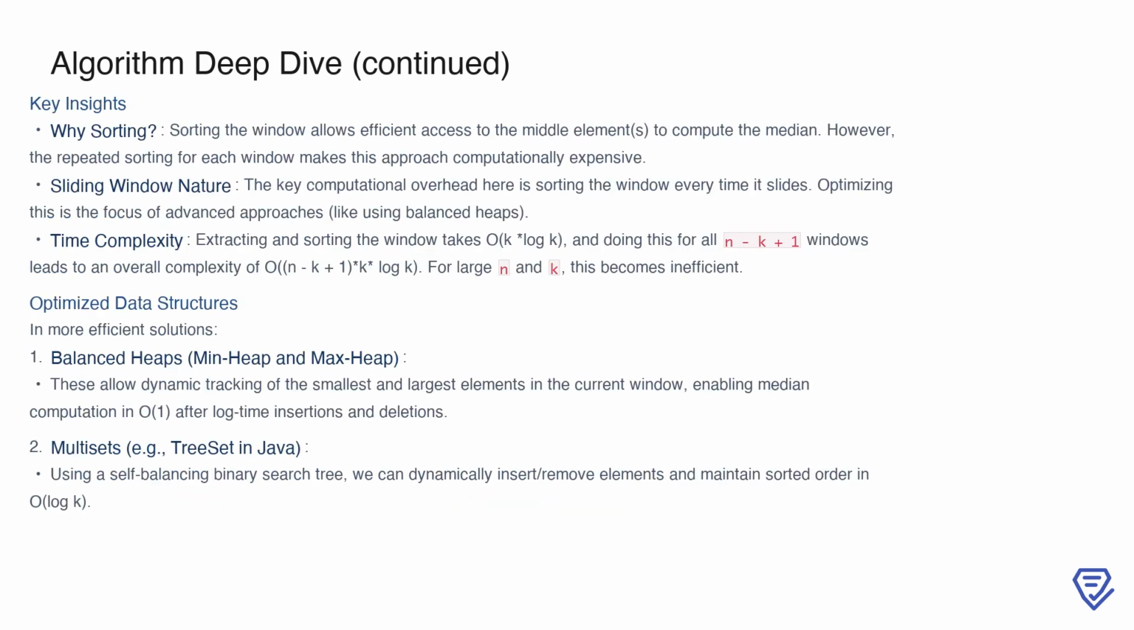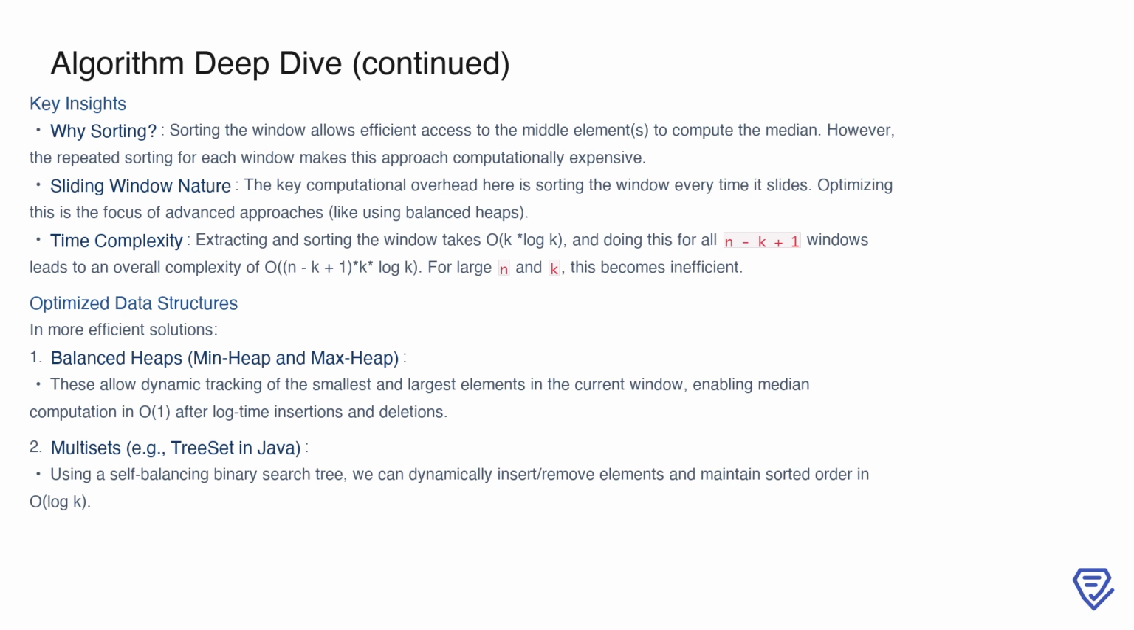Sorting each window is straightforward but computationally expensive, which highlights the key challenge of the brute force approach. Sorting allows easy access to the middle elements needed for median calculation, but it becomes a significant overhead as the window slides because the sorting process repeats for every new window. Consequently, the brute force method has a time complexity of O((n-k+1)*k log k), where n is the length of the array. This complexity arises from processing n-k+1 windows, each requiring O(k log k) time for sorting. For large arrays or windows, this inefficiency is a major drawback.